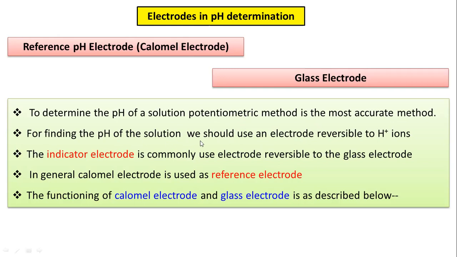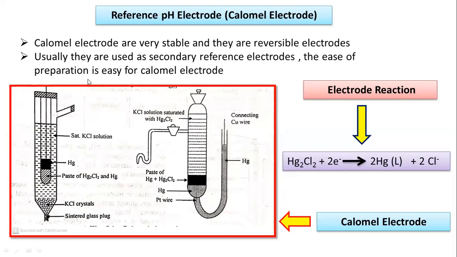For finding the pH of a solution, we should use an electrode reversible to H plus ion concentration. Whenever we are using the electrode, it should be reversible to the hydrogen ion concentration. For example, the indicator electrode is a commonly used electrode, namely the glass electrode. In general, the calomel electrode is used as a reference electrode. The functioning of the calomel electrode and the glass electrode can be represented in the figure. You can see the reference pH electrode, also called the calomel electrode.